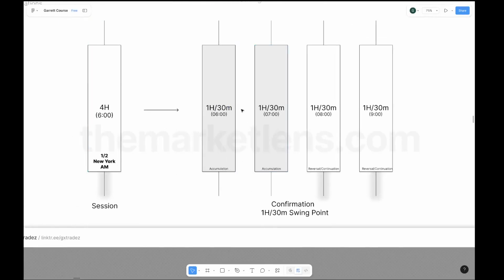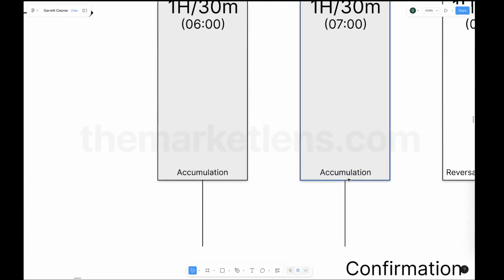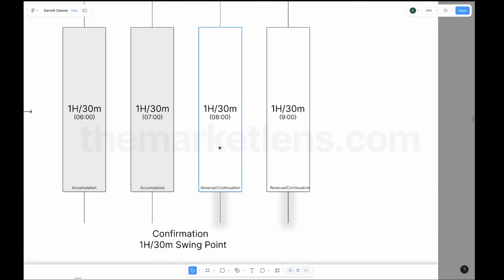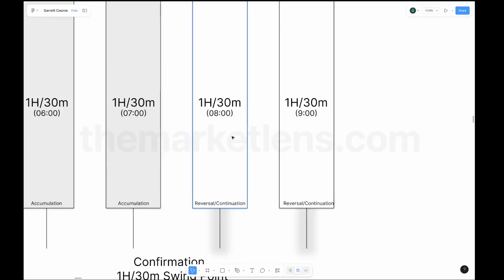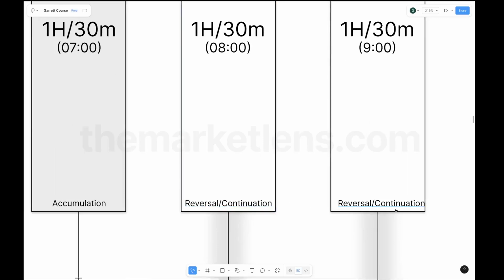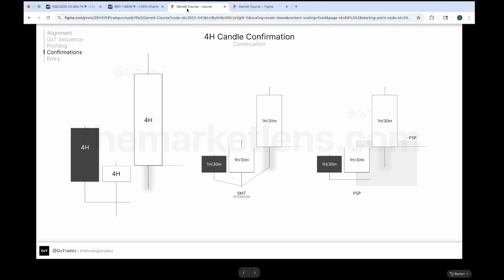Within that 6 a.m. candle, we do not care about 6 a.m. and 7 a.m. They're irrelevant, right? Typically, they are accumulation. And then the 8 o'clock hourly candle, or that hour in general, 8 o'clock and 9 o'clock, are going to be reversal or continuation. So as you see, because of the drivers.